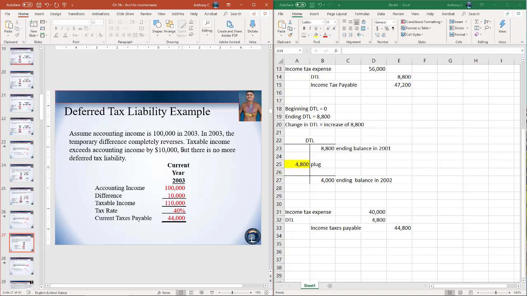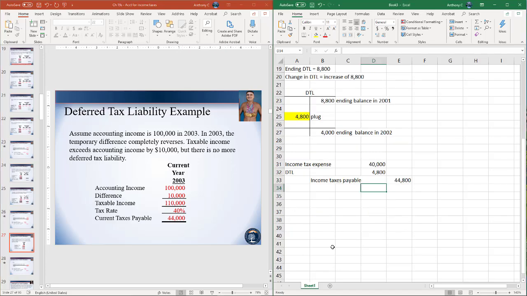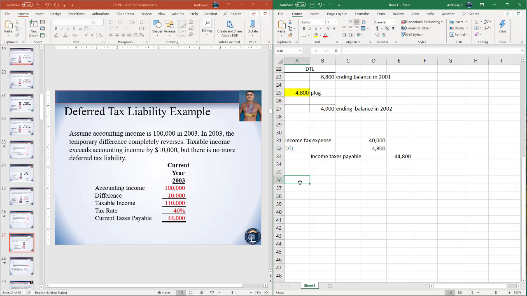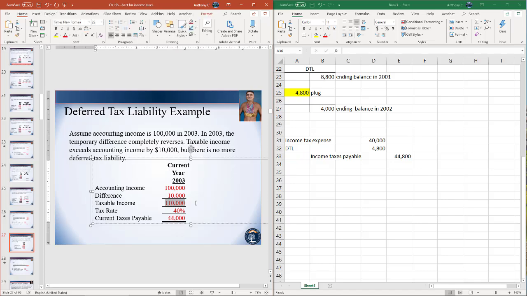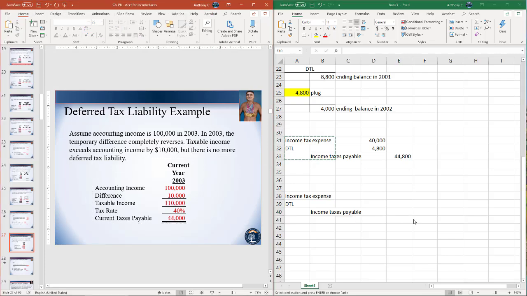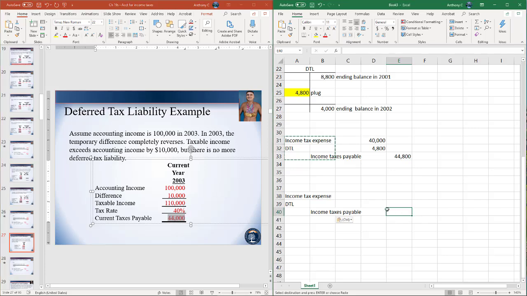By the time this reverses, there are not going to be any more future taxable amounts or future deductible amounts, so we don't have any deferred tax consequences. Again, though, to account for this, we'll reconcile taxable income to accounting income. Taxable income is greater by the $10,000, so we have taxable income of 110,000. Again, we can start making our journal entry for this. Income taxes payable is just your taxable income times the tax rate. So in this case, it's 44,000.